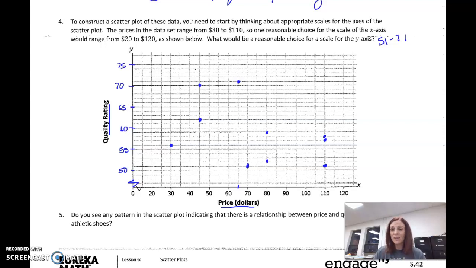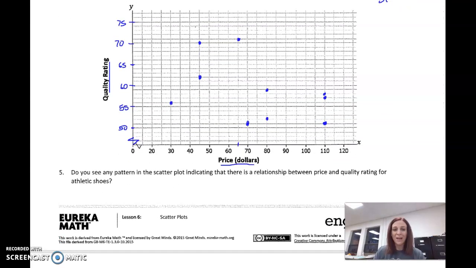Okay, so the next question asks, do you see a pattern indicating there's a relationship? And I really don't. Now, I wonder if we would have not had these bar breaks in, if they would have looked more linear or something. But really, these seem all over the place. They're not showing us an exact trend. So, I mean, kind of, but I'm just going to say not really. Okay.